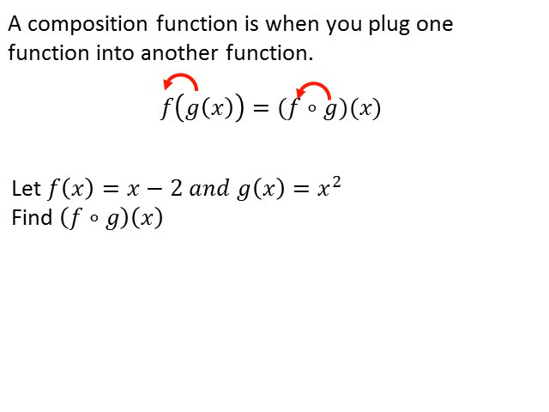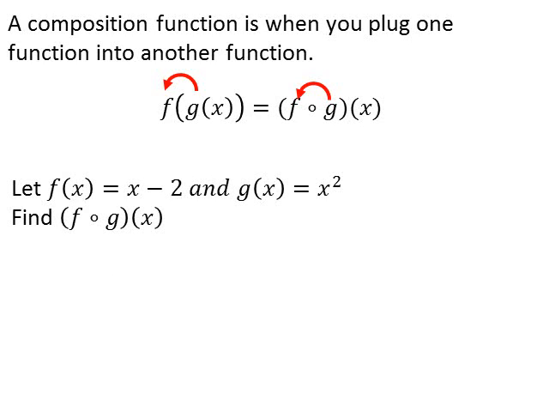So as an example, I have f of x equals x minus 2 and g of x equals x squared. Now I want to find f of g of x. So what I do is I plug in g of x and replace the x in the f of x with that. So I'm plugging the g into the f.